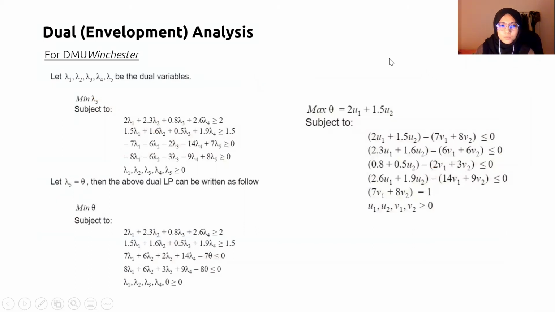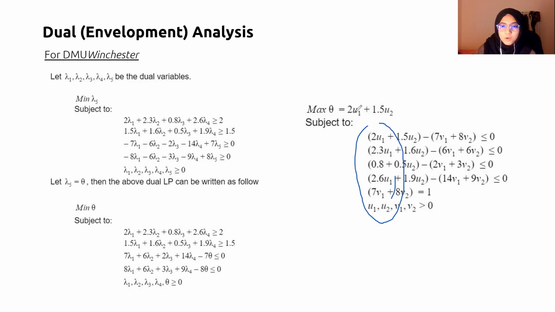To compute the dual, we let lambda 1, lambda 2, lambda 3, lambda 4, lambda 5 be the dual variables. Lambda 1 is for Winchester, lambda 2 Andover, lambda 3 Basingstoke, lambda 4 Pool, and lambda 5 is the input constant. The first constraint for the dual comes from the U1 of the primal: 2 lambda 1 plus 2.3 lambda 2 plus 0.8 lambda 3 plus 2.6 lambda 4 greater than or equal to 2.